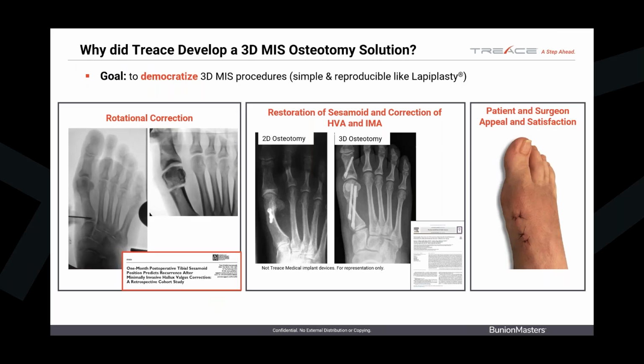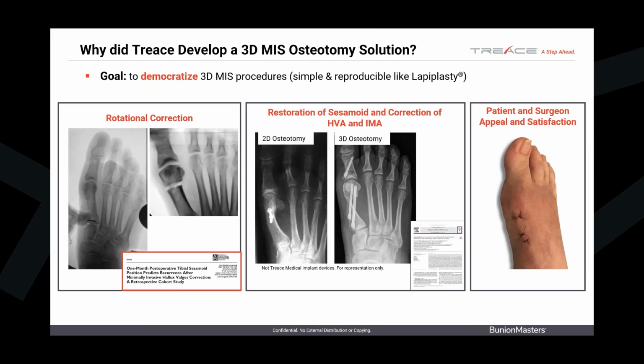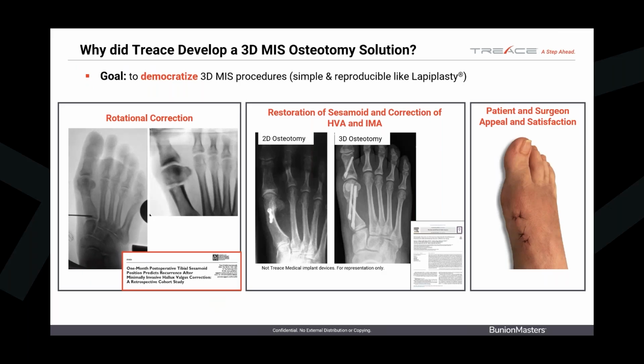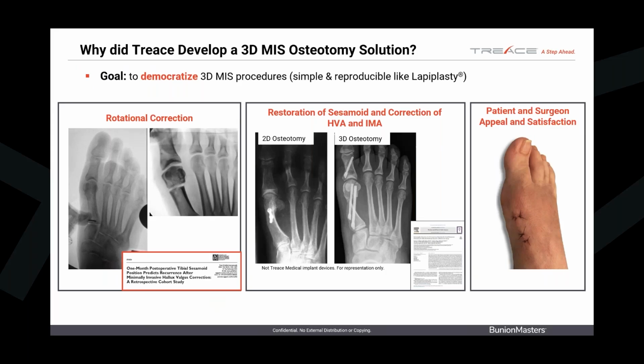And we were happy to work with them on developing this protocol. And so we all know that in order to keep the hallux valgus deformity in check, we want to make sure we can restore the sesamoids and correct the hallux valgus angle. That gives us absolutely the best result.